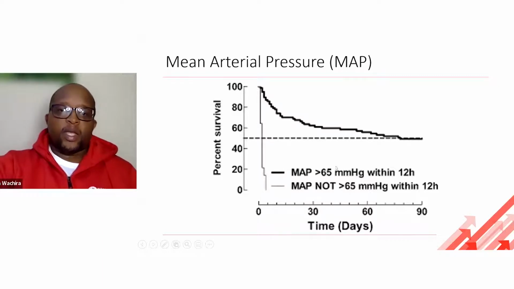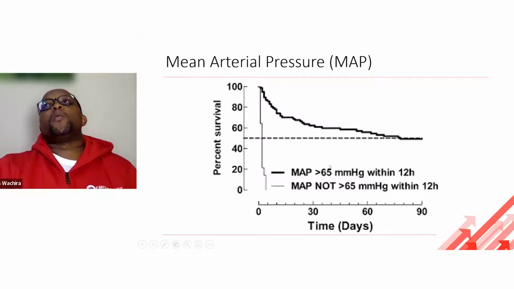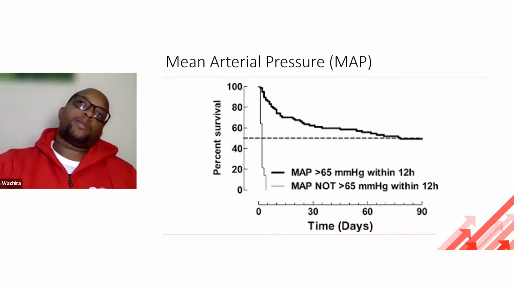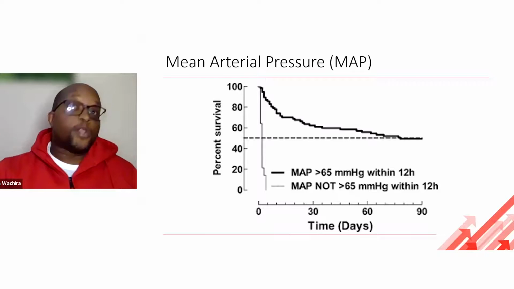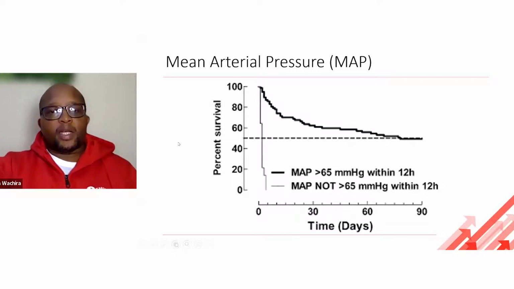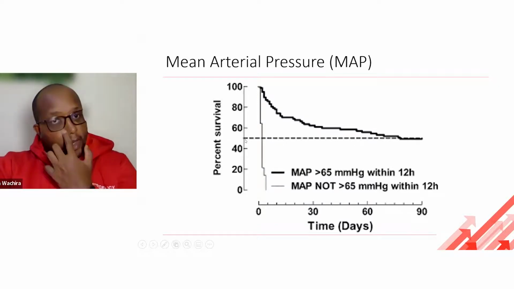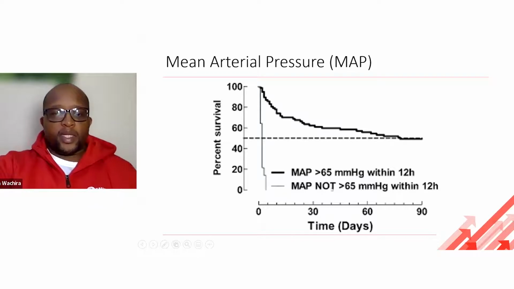So MAP is one of the key things that we always use in the emergency department to figure out our patient perfusion. As you can see, if MAP is maintained above 65 within 12 hours, then they have less mortality, and even at 90 days mortality is more or less around 50%. But for patients whose MAP is not maintained above 65, within the first day or so the mortality is almost 100%. So something to remember.